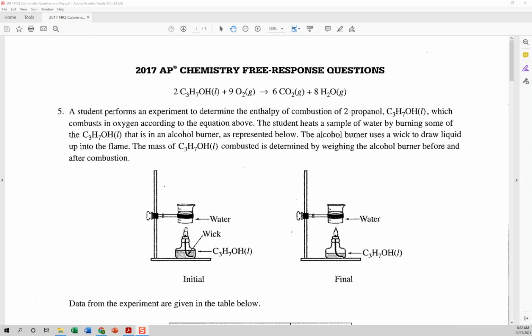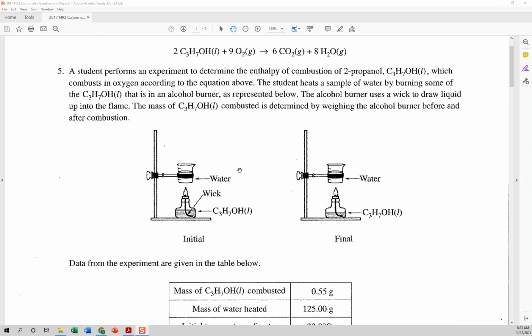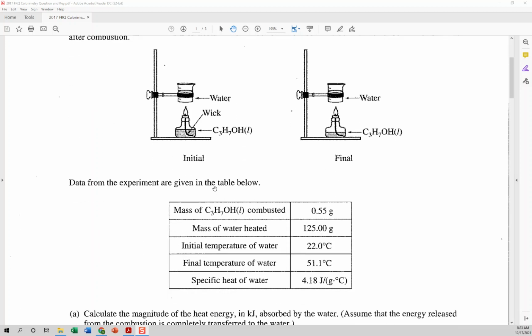So what's going to happen is the combustion of the propanol is going to release energy. That energy is going to be absorbed by these water molecules, and the water molecules are going to increase in temperature. Okay? All right. So here's the data from the experiment. So the mass of the propanol that underwent combustion. So they did the final mass minus the initial mass for us. So they gave us that. So 0.55 grams of propanol underwent combustion.